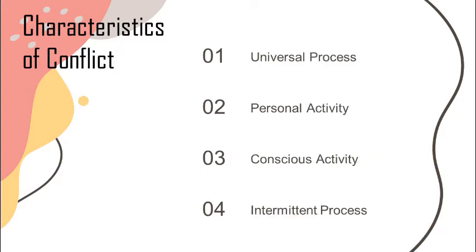Now, characteristics of conflict. First, universal process means ever-present process and it exists at all places and all times. Second, personal activity means that conflict is personal and it's aimed to eliminate the opposite party. Third, conscious activity means that conflict is a deliberate attempt to oppose or resist the will of another. And fourth, intermittent process means that there is no continuity in conflict and it is occasional.